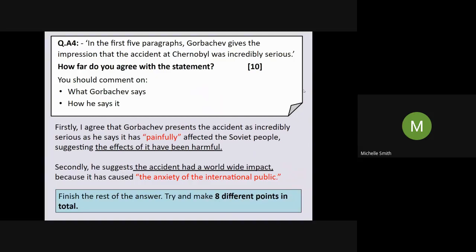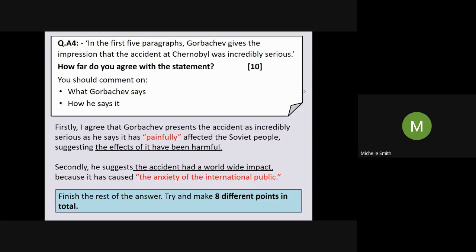So if you have highlighted some stuff of your own already and you are ready to write a response to this question, I want you to finish the rest of the answer. If you want to use those first two examples, by all means, go for it. Your target is to try and make 8 different points that either agree or disagree that the accident was really serious, supported by 8 different quotes showing that seriousness.